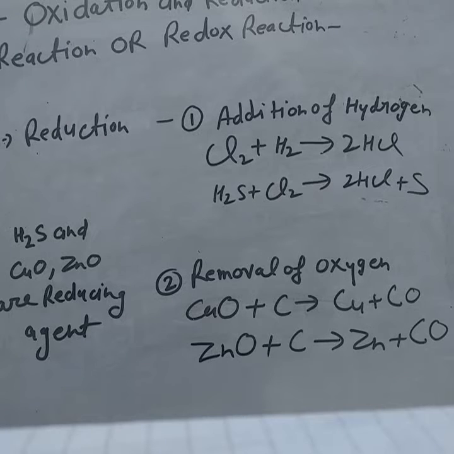A substance which provides hydrogen and which removes the oxygen is called a reducing agent. So here H2S provides the hydrogen and CuO removes the oxygen. So H2S, CuO and ZnO are the reducing agents.